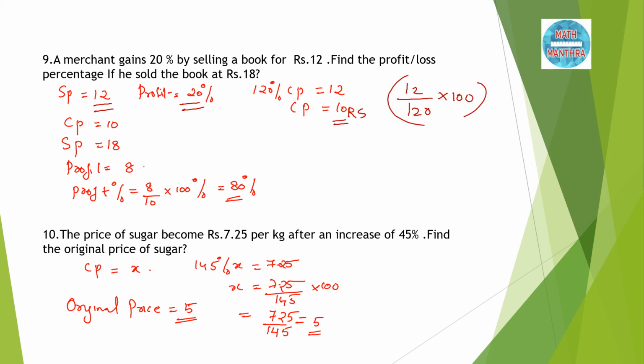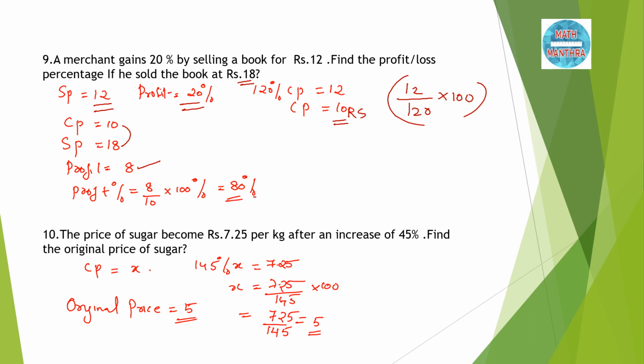Once you get the cost price of the book, in the second case he is selling it at 18 rupees. So definitely there is a profit here, 8 rupees profit. Profit percentage is the question, not the profit, profit percentage. So 8 by cost price 10 into 100%. So this is again a very direct question. So 80% is the profit that he is getting.